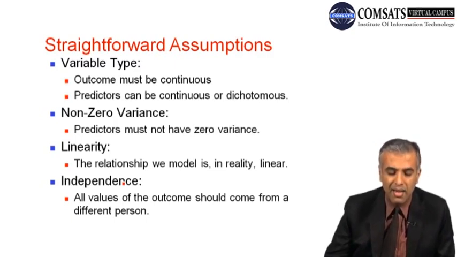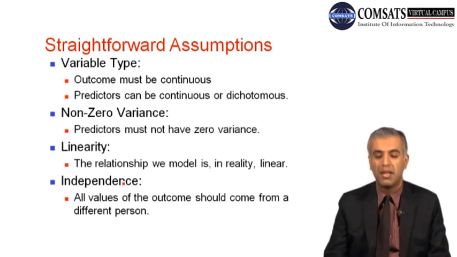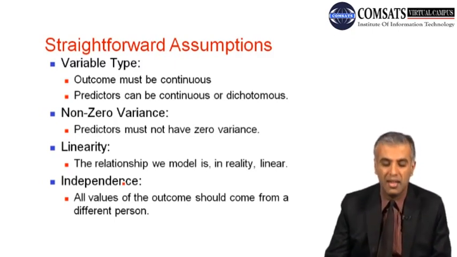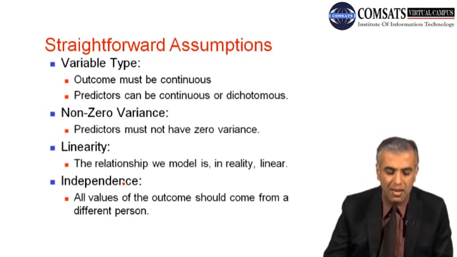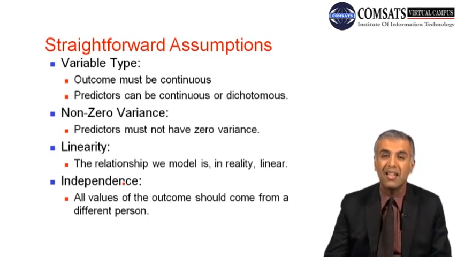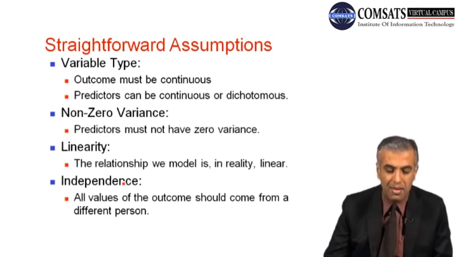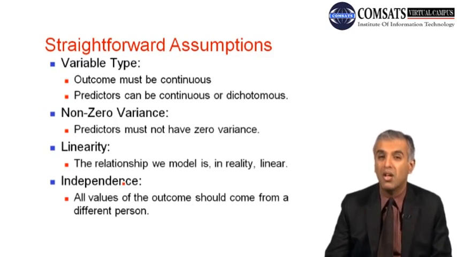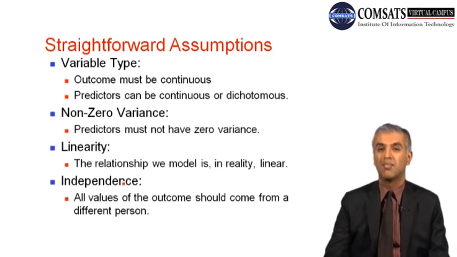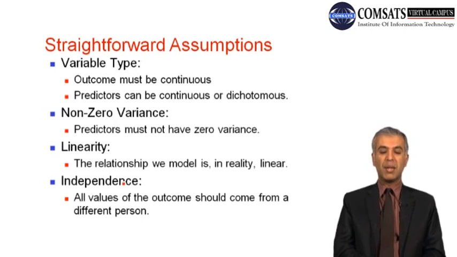Then we have linearity, meaning the relationship we are trying to model should in reality be linear, and we have relevant conditions for that which can be tested so that we can know whether they are satisfied. Then the independence factor is important: the values for the outcome variable should all come from different persons so as to avoid bias. To ensure this independence, these kinds of conditions are normally presented, and overall these assumptions are important. We cannot ignore any one of these.